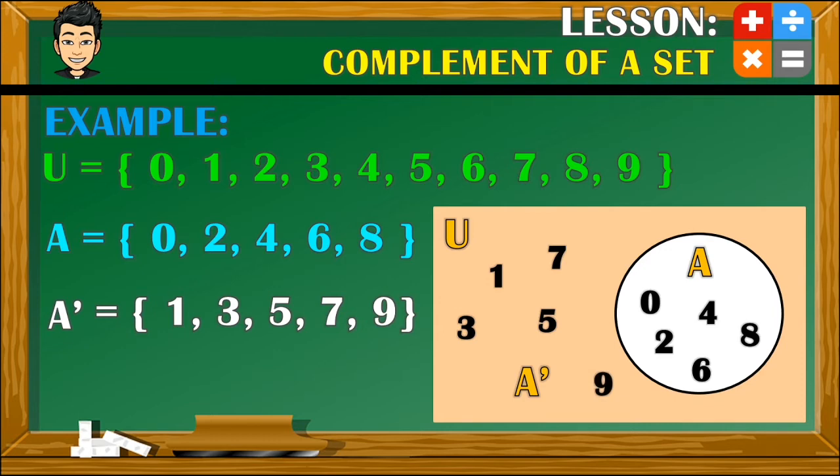To ensure that the elements are properly placed, check if all the elements of the universal set are accounted for. Also, if we count the elements of the complement of set A, there are 5 elements. Therefore, we can write its cardinality like this.